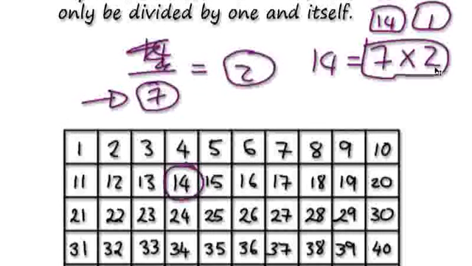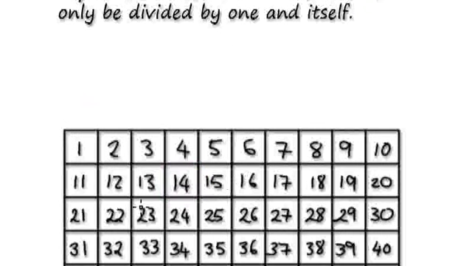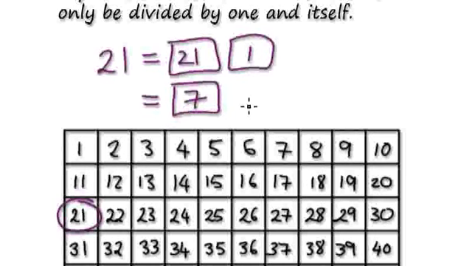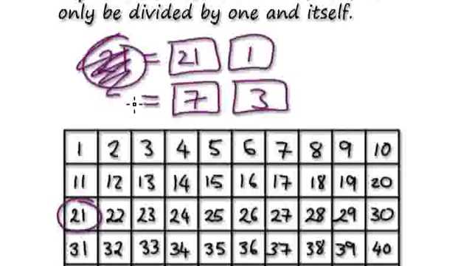Okay, let's look at another odd number. Let's look at 21. Can you break this 21 up other than itself and 1? Well, yes, you can. You can break it up as 7 and 3. So therefore, this is not a prime. This is not a prime because we found an example other than itself and 1.